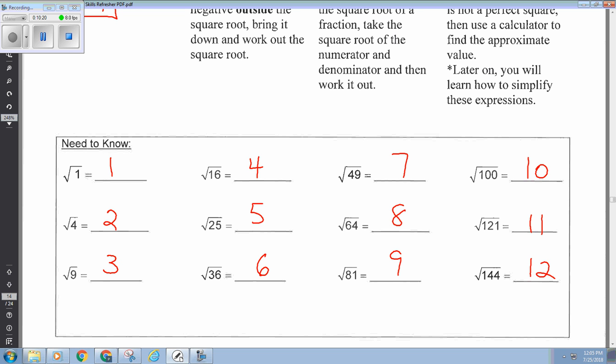So that's a brief look at exponents and square roots.